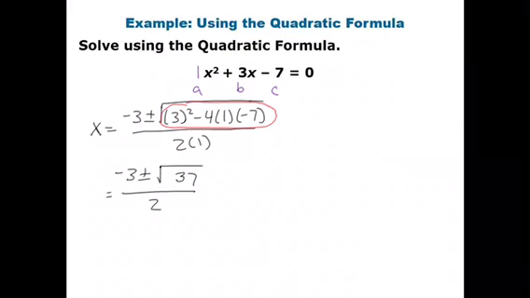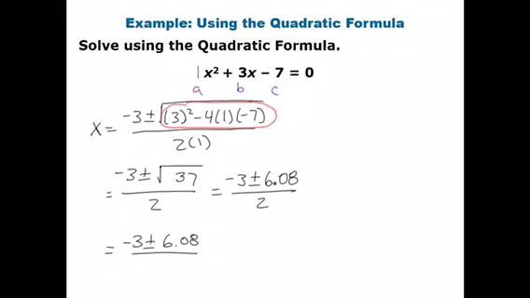perfect square, but we can go ahead and find the square root of 37, which when you plug it in your calculator, you should get something right around 6.08. And so we end up with negative 3 plus or minus 6.08 divided by 2. I'm actually going to write that down here, because I'm going to need this space to solve my two equations.